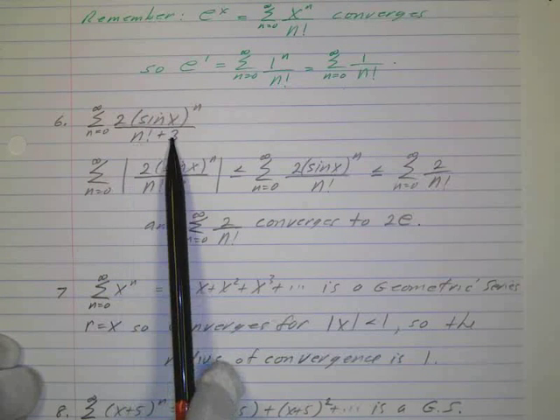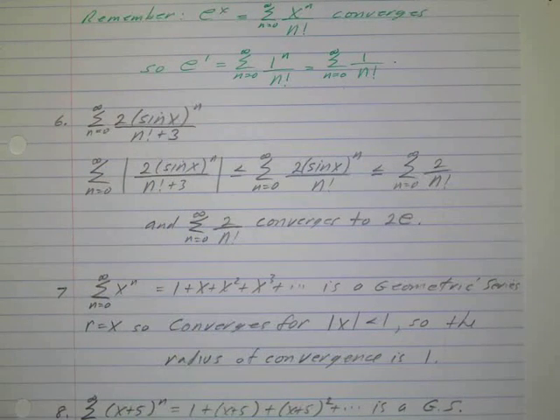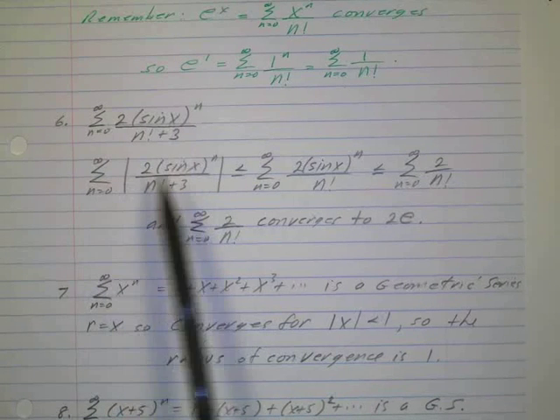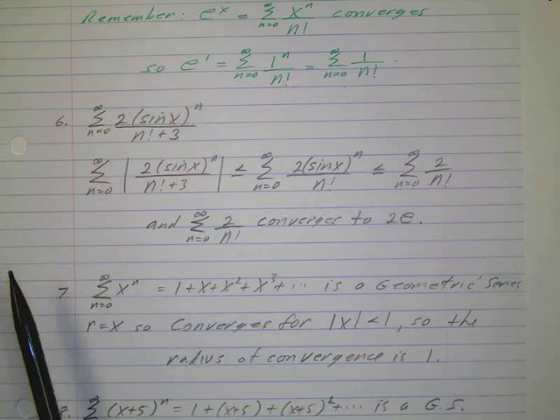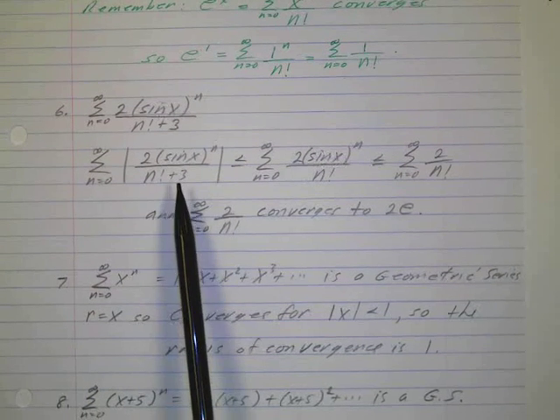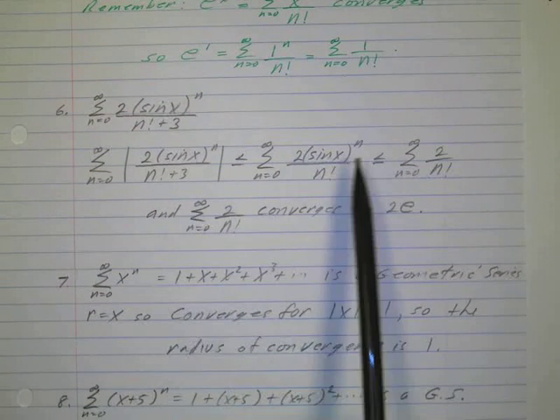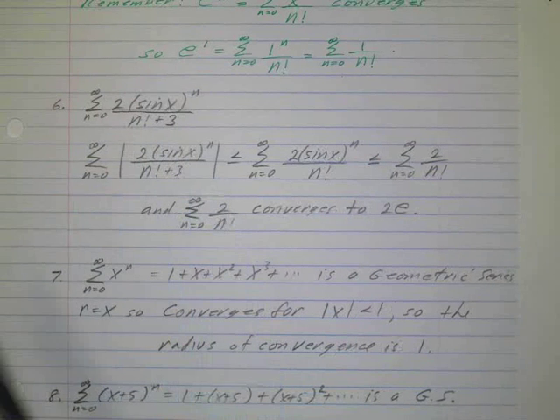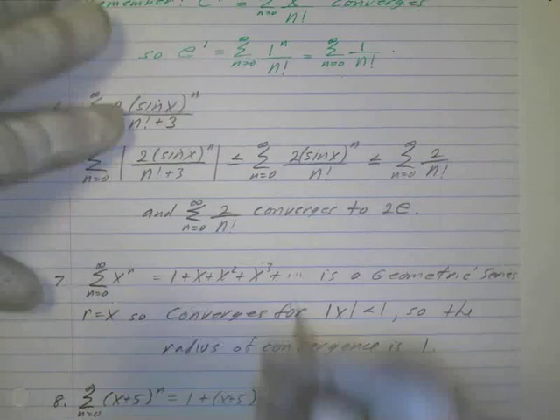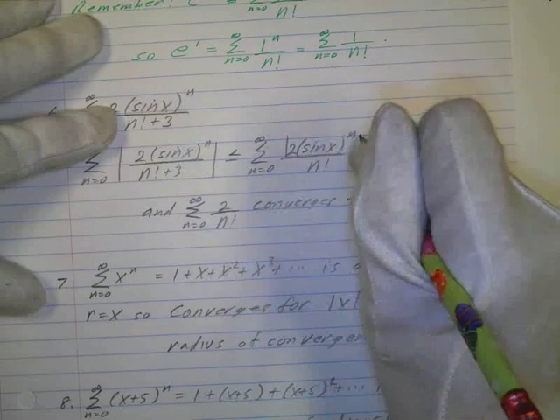2 sine x to the n factorial plus 3. So we want to show that that converges absolutely. So we're going to do it by comparison also. Well, first of all, we take the absolute value. And again, I can make the denominator smaller, which will make the fraction larger. So this will be larger than this. Oops, forgot my absolute value, pardon me. Should have an absolute value here.